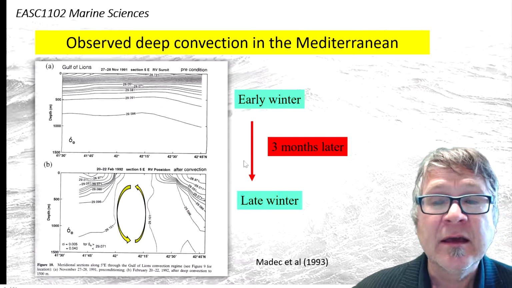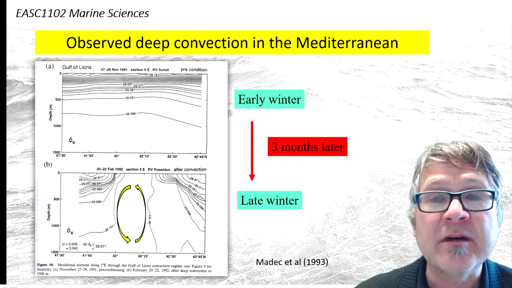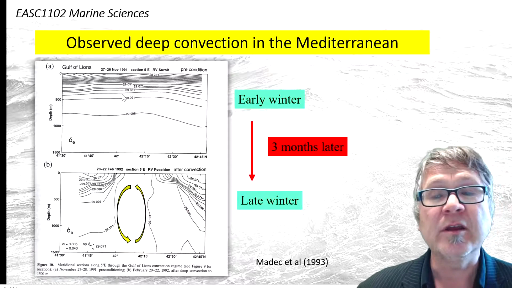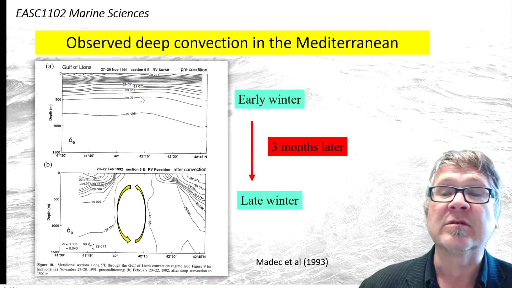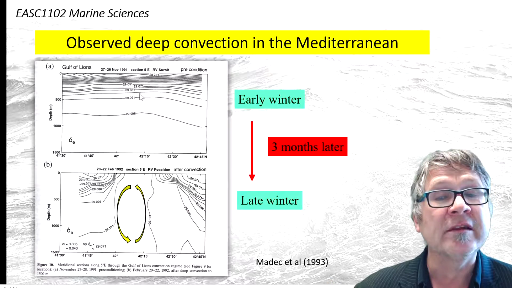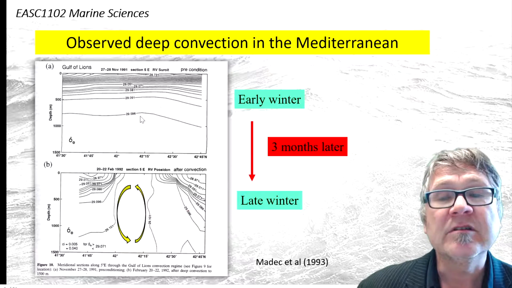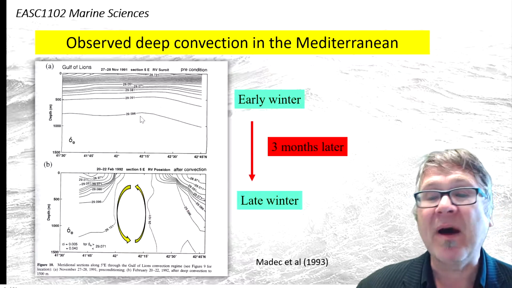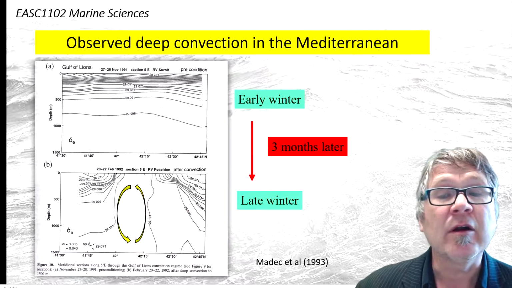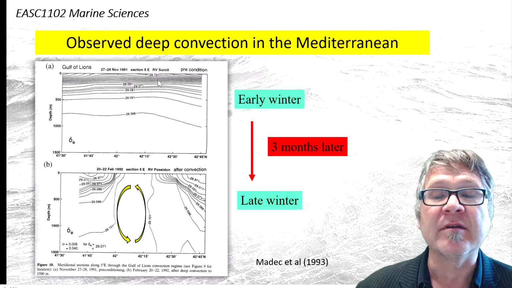But anyway, what's shown here is observations in early winter and then observations 3 months later. In early winter, you can see there are horizontal lines of density contours. The magnitude increases with depth. This is what we call stable stratification, but it's relatively weak. You can also see a little bit of an upward bending of isopycnals in a specific area here.